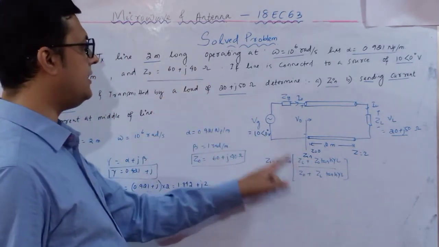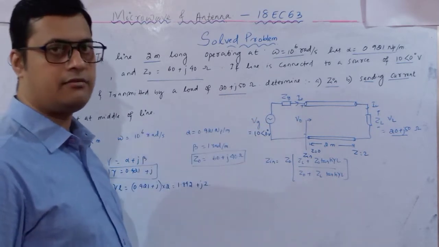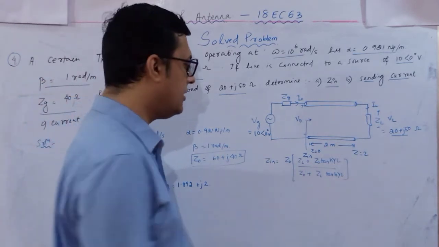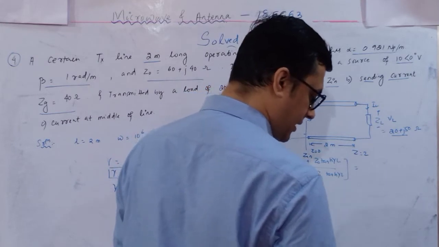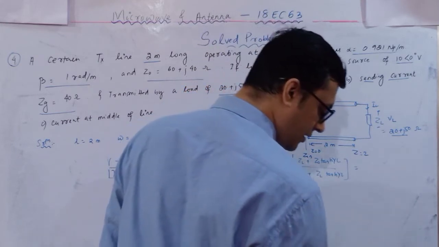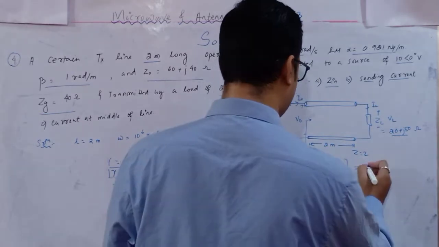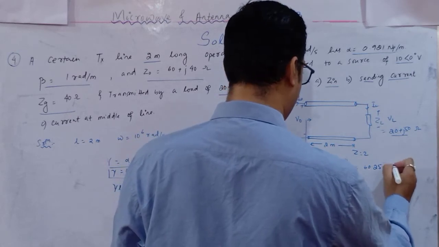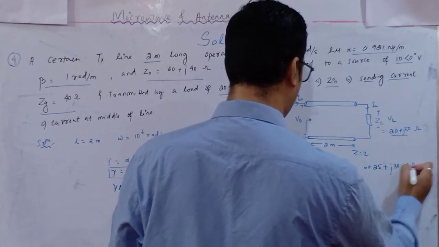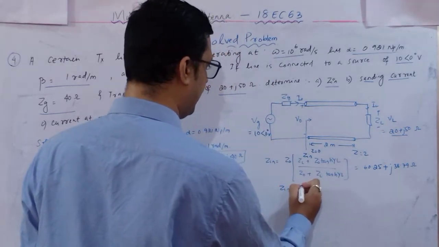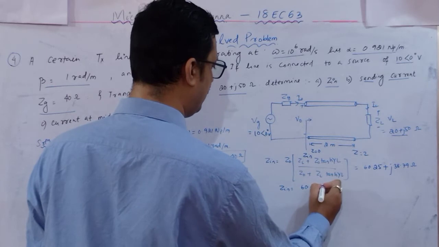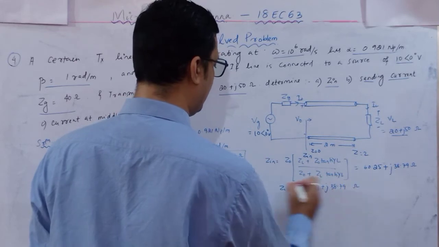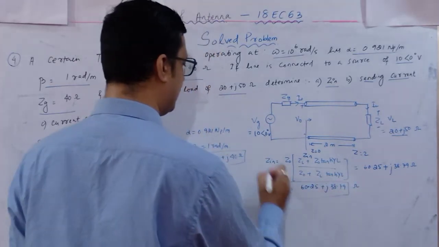Substitute the value. ZL is how much? 20 + j50. Substitute this value. Solve this input impedance value. After substituting each and every component, you will get input impedance around 60.25 + j38.79 ohm. So this is the input impedance calculation.